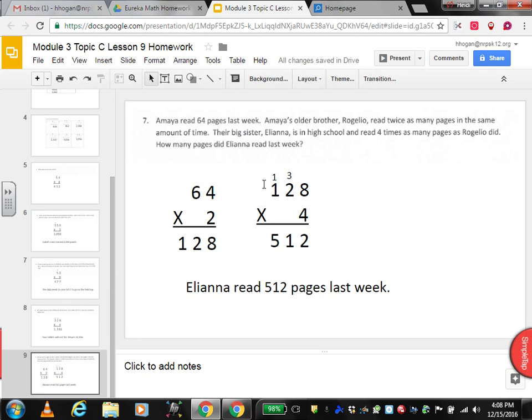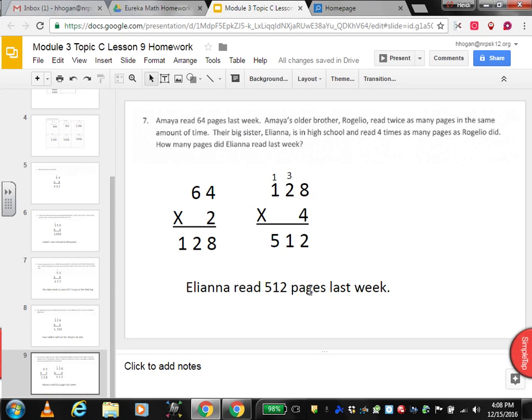Well, their big sister Eliana is in high school and read 4 times as many pages as Rogelio. I'm sure I'm not saying that right. So it's whatever Rogelio read times 4. So 4 times 8 is 32. We would regroup 3 times. 32. 4 times 2 is 8, 9, 10, 11. We have to regroup again. 4 times 1 is 4, and 1 is 5. So Eliana read 512 pages last week.